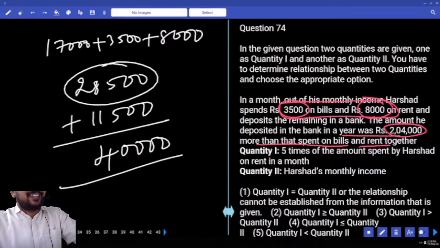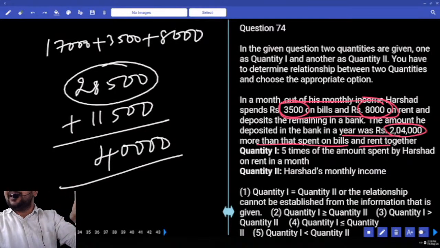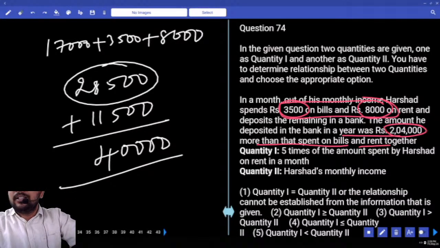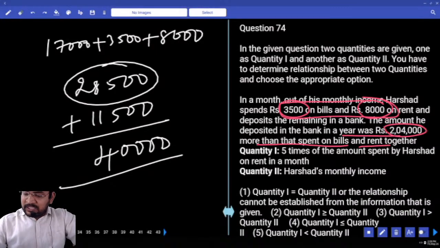Bank lo enta deposit chesadu ante 17,000 more than. Sir, why are you getting 17,000, sir? Ante they gave yearly, we are dividing with 12. 17,000 more than. So rent and bills together is 11,500, na. Are you clear, Nana? Now see here.